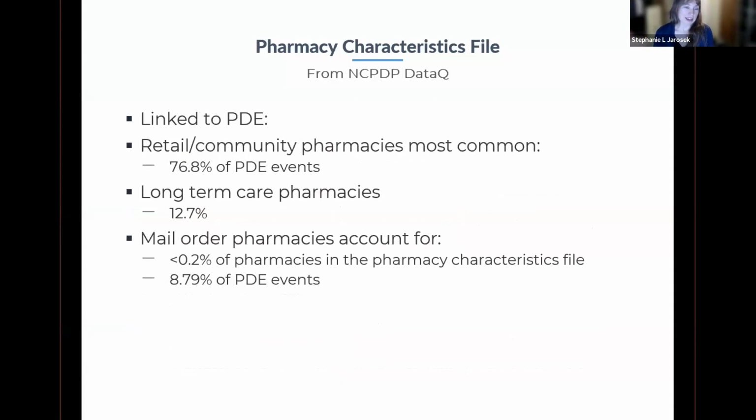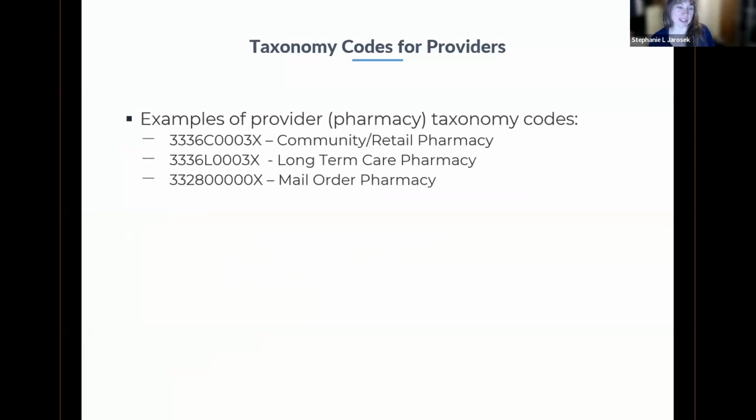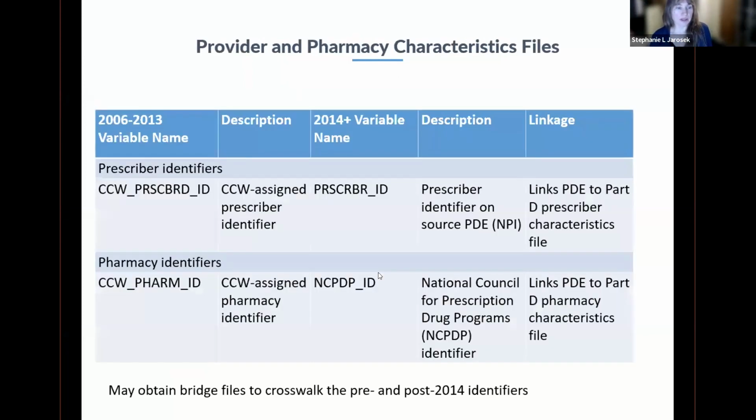When we do that, we find that retail and community pharmacies are the most common, as you might expect, and 12.7% were long-term care pharmacies. And also mail order pharmacies are relatively common too. So about 9% of PDE events are from mail order pharmacies. If we were just looking in the pharmacy characteristics file, there aren't that many of them, but they do account for many more events. The types of taxonomy codes again. So is it community, retail, long-term care, mail order?